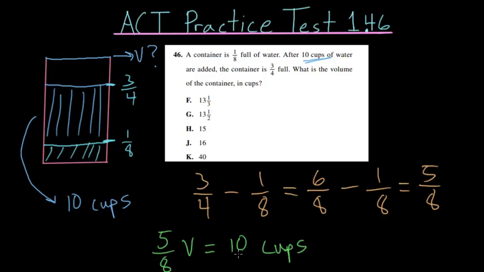So from here we have an equation, and now we just have to solve for the volume. And to do that, all we have to do is multiply each side by 8 and then divide by 5. So that our volume, let's see, 10 times 8 would be 80. So we have 80, and then we have to divide by 5. And 80 divided by 5 is 16. And remember that the unit here is cups. So the full volume of this container here would be 16 cups. So choice letter J would be the final answer.